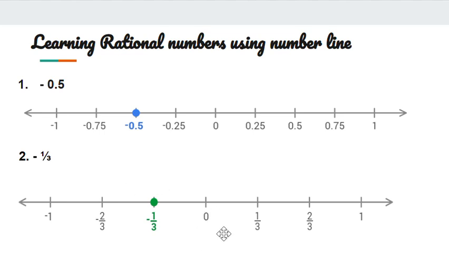This is 0 and 1 by 3. We know that is 0, and negative 2 by 3 is right here. And we know that it's going to be right here, because there's going to be 1, 2, and 3 by 3. Okay, negative 3 by 3. So there are going to be so many small marks here, but they're going to cut it.